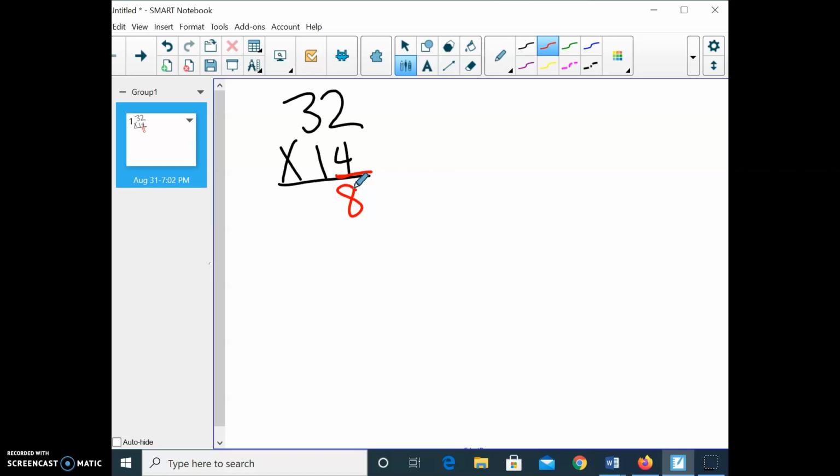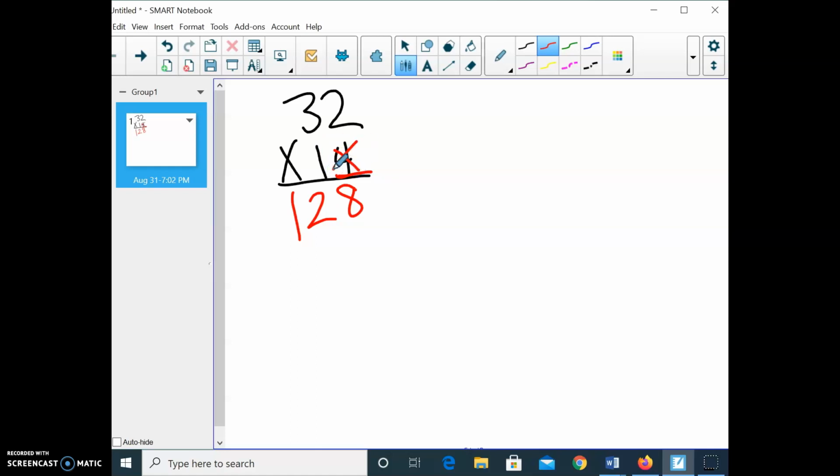Now I'm just going to multiply 4 times 3. What is 4 times 3? 12. So I'm going to go ahead and put 12 right there. I am now done with the ones place, so I'm going to cross it off.